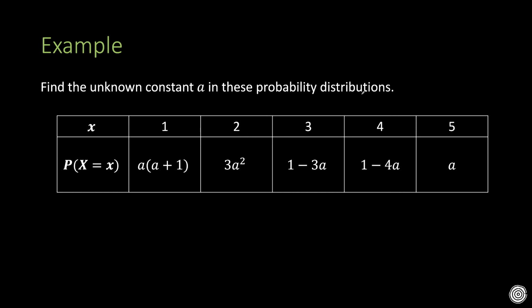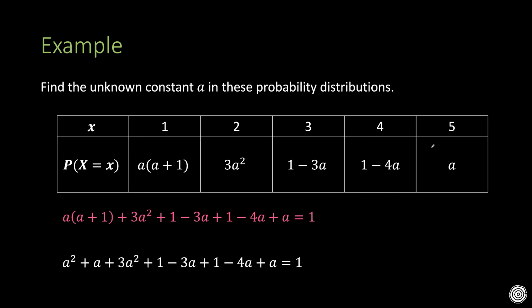And for the final example, I want to find the unknown constant A in these probability distributions. So I've got the values 1, 2, 3, 4, and 5, and the corresponding probabilities written below. But how do I find out what A is? Think about it. Remember, the probability of every single outcome should equal to what? It must equal to 1. So if I add these all up, each one of these probabilities, it must equal to 1. So it now looks like so.